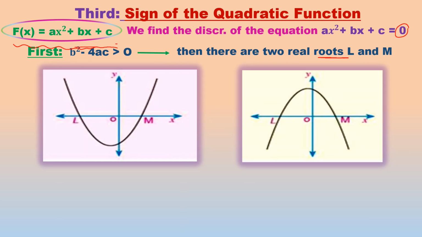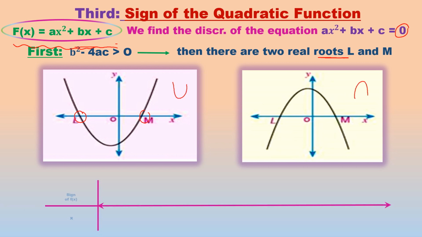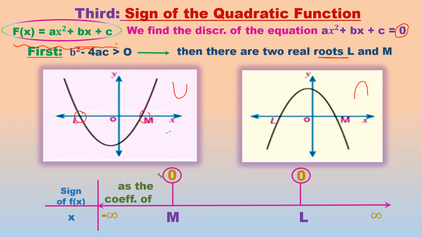And that's the representation. The curve will intersect the x-axis at L and M, whether it is opened upward or opened downward. We can see the representation step by step.